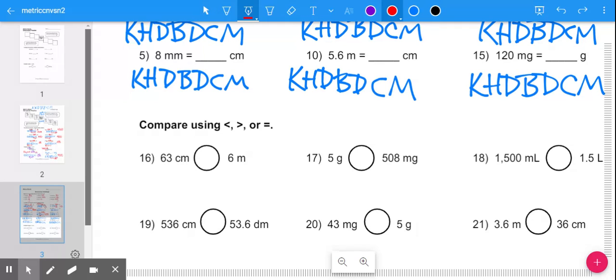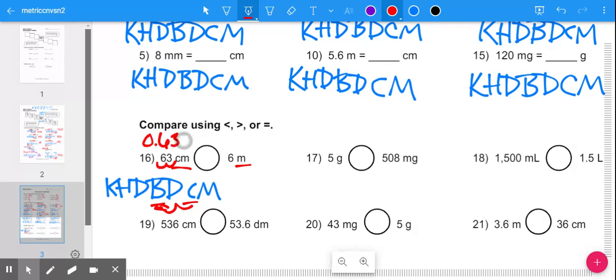So we're going to convert our 63 centimeters using the ladder method. So we're going from centi to your base because it's just meters. So we're going 1, 2 spaces to the left. So your decimal is going to go 1, 2. So we're left with 0.63 meters is less than 6 meters.